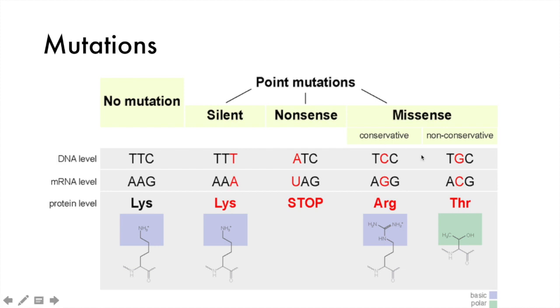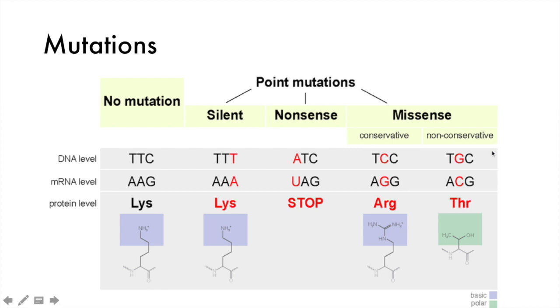And then, what if instead of changing that first T to an A, we change the middle letter from a T to a C? So our DNA codon is TCC, which makes our messenger RNA codon AGG. We've changed from encoding lysine to arginine. Fortunately, both lysine and arginine are basic amino acids. And so maybe that's not going to have much of an effect on the final protein product.